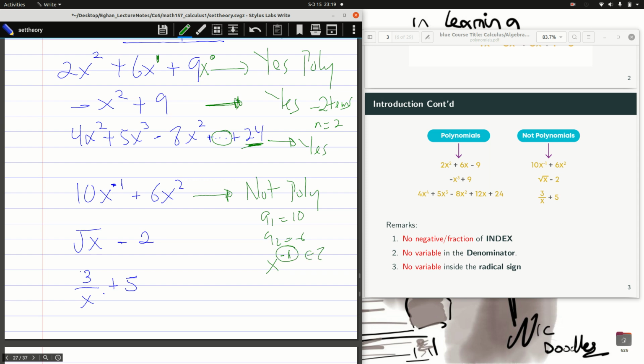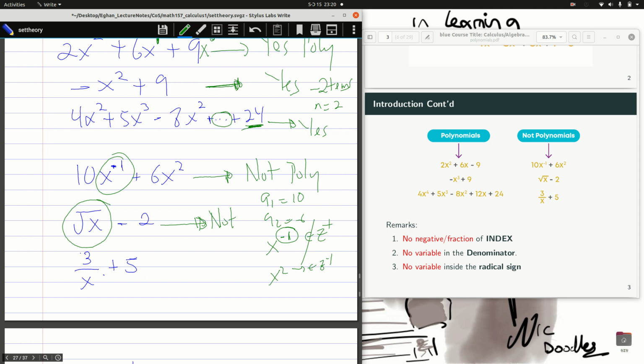This is not a positive integer, it is a negative integer. But then the second term is a positive integer. Because of this term here, it refuses to be a polynomial. Okay, now this next example is also not a polynomial. Why? Because I have some square roots in this term here. If I want to do away with the square root, you realize that you will have x to the power half, and this is not a positive integer, it is a fraction.